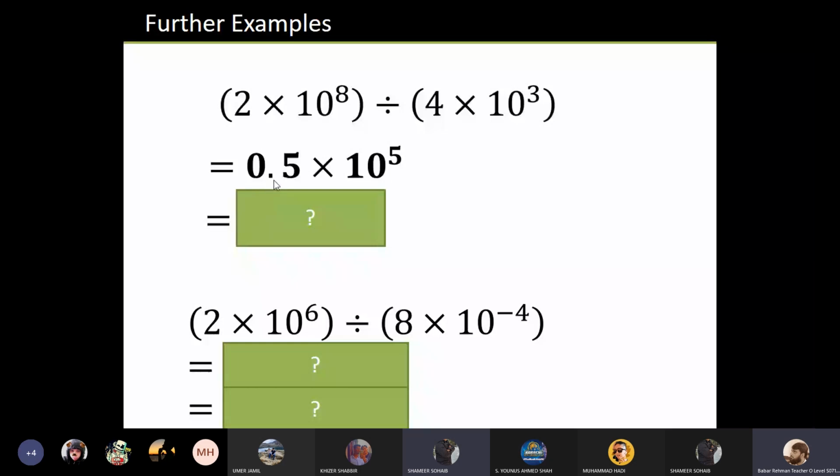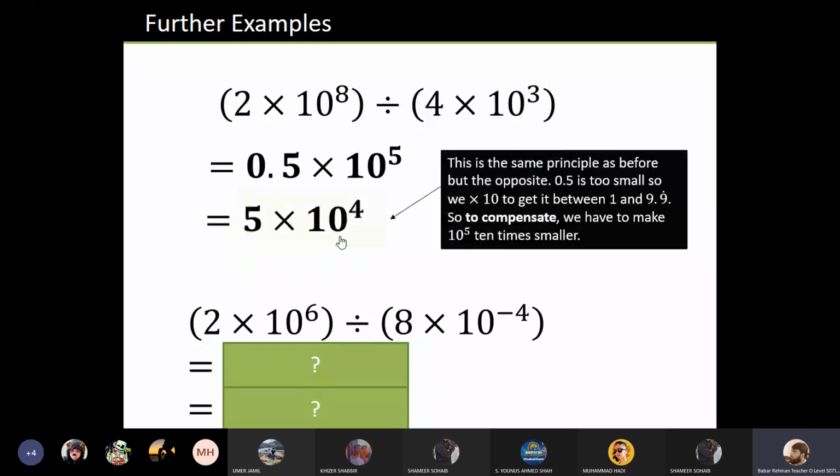Because the number is smaller. I'm making the number bigger. 0.5 is smaller. I will make it bigger. So I will make this number one digit bigger, and the power one digit smaller. So I will make minus 1. 5 minus 1, that will be 4. Okay. This one I'm doing, the later question.